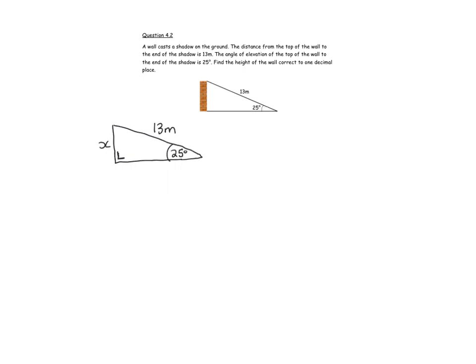The next thing I need to ask myself, is it a right angle triangle? It definitely is a right angle triangle, so when it is a right angle triangle, I can write down SOHCAHTOA. I then need to label the triangle, so the side that's opposite the angle is the opposite, so that's x here in our case. The side opposite the right angle is the hypotenuse, and the other side is the adjacent.